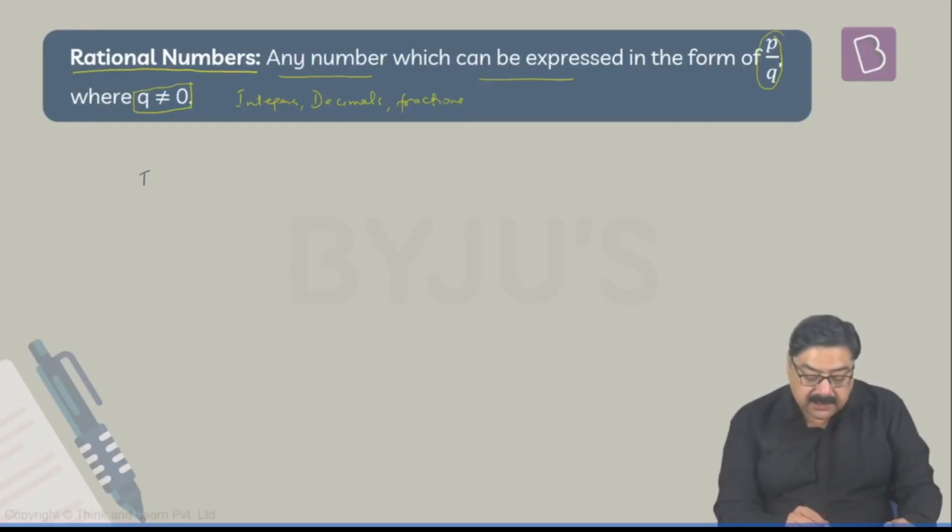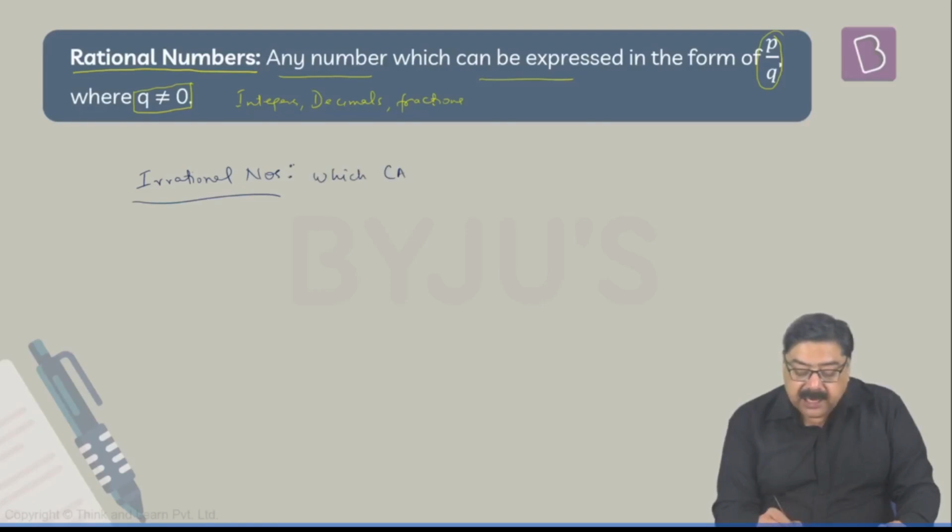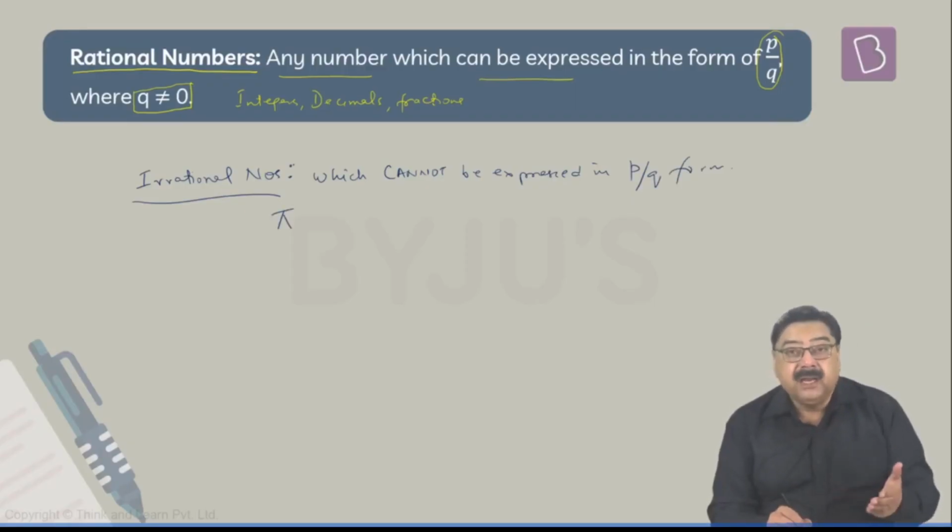Then, what are irrational numbers? Now we can say that irrational numbers are those numbers which cannot be expressed in p by q form. Like we have certain numbers or symbols like pi or exponential or square root 2, any square root for that matter, which is not the square root of a perfect square.